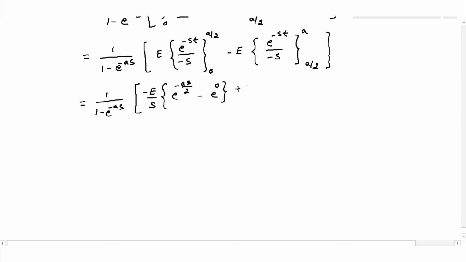Next term, minus of minus will become plus E by s, I'll write outside. Apply the upper limit value for t as a, so we'll be getting e power of minus as, minus the lower limit value for t, which is a by 2, so we'll be getting minus as by 2.